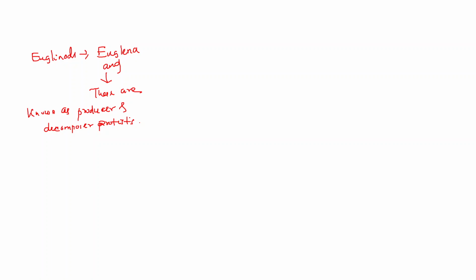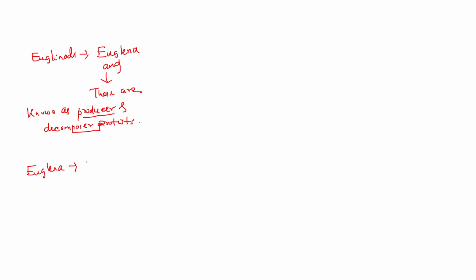As we studied, they have chlorophyll and can produce their own food, but in the absence of sunlight, when they are not producing their own food, they act like decomposers. So these are known as the producer and decomposer protists. And Euglena.